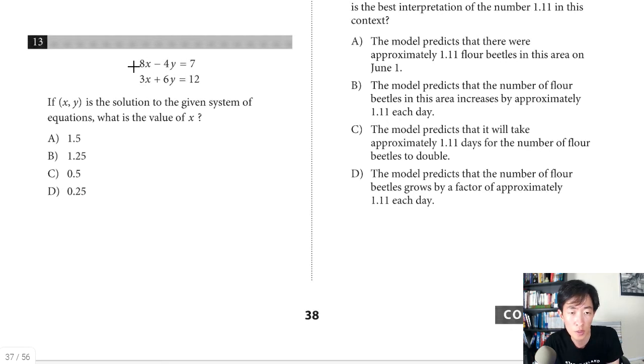Question 13, we got a system of equations. If x, y is the solution to the given system of equations, what is the value of x? So remember on the SAT, 90% of the time, you're going to solve systems of equations by elimination.